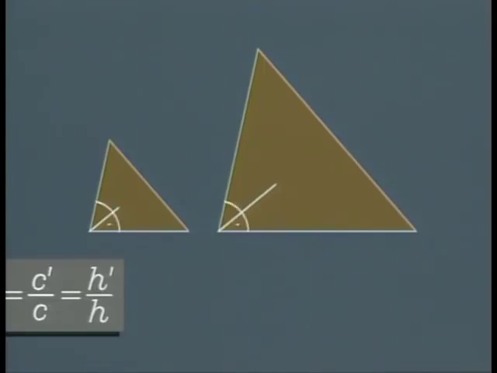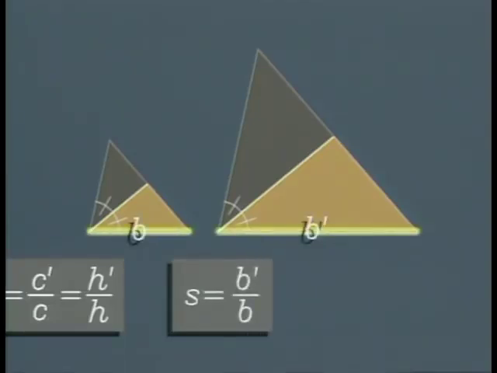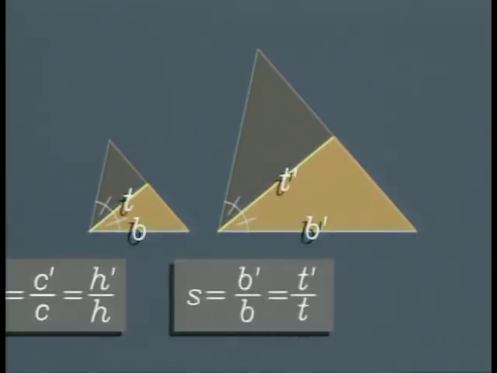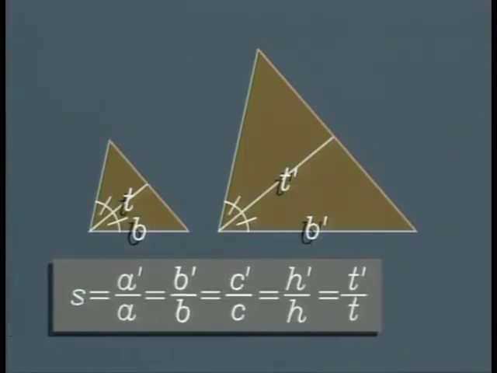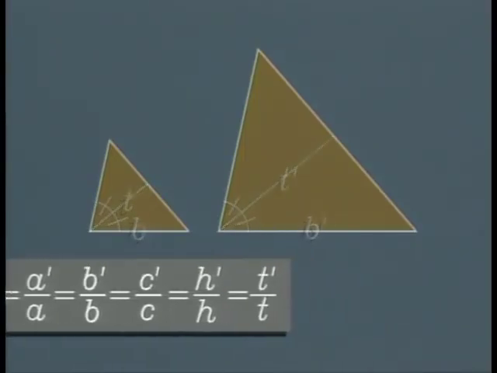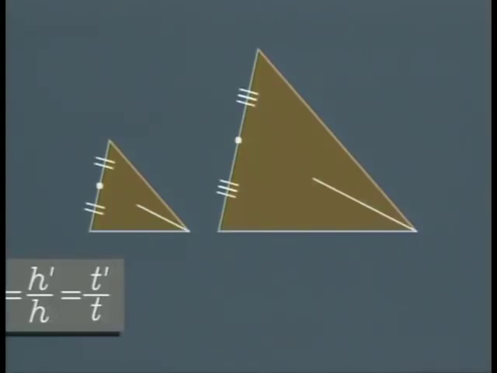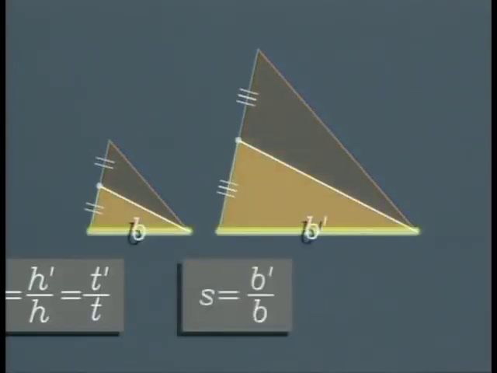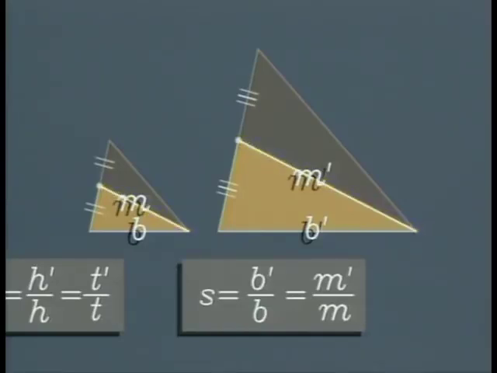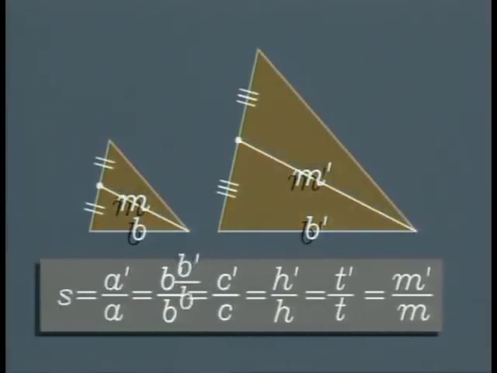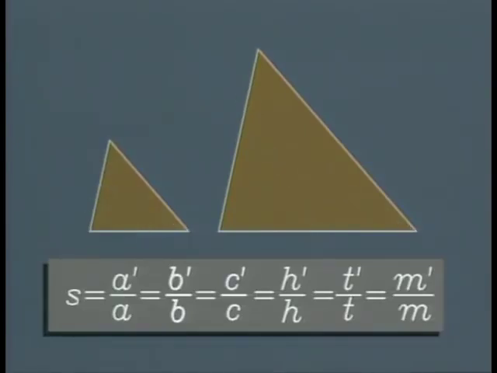The same is true for each of the angle bisectors. And for each median, the line segment from a vertex to the midpoint of the opposite side. These examples illustrate a general property of similarity. Scaling changes all line segments by the same factor.